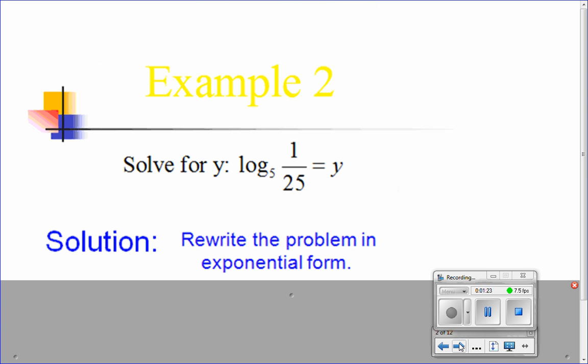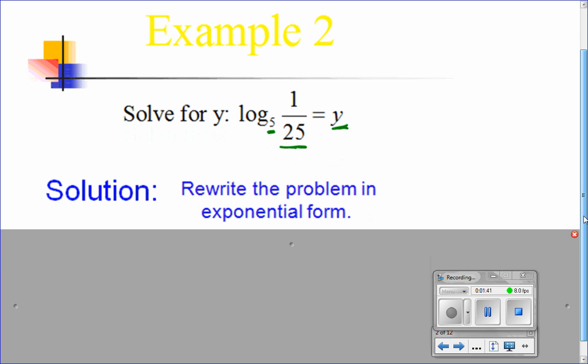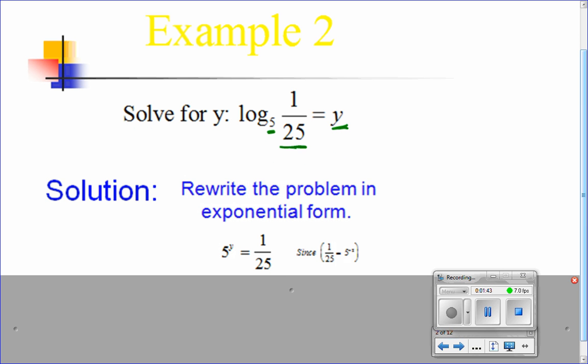Okay, next example, again, we're going to rewrite this problem in exponential form. So we've got our base of 5, our exponent, when we're dealing with logarithmic form, is on the other side of the equal sign, and that's going to be equal to 1 over 25. So we've got 5 to the y is equal to 1 over 25.